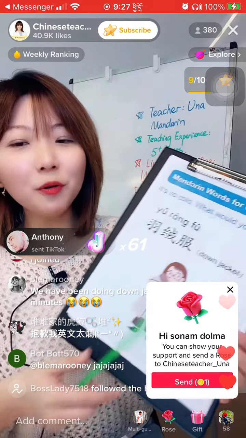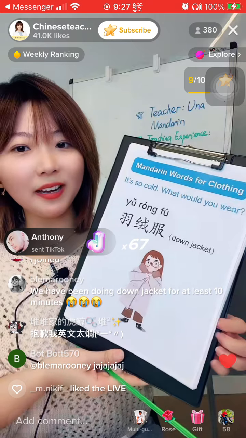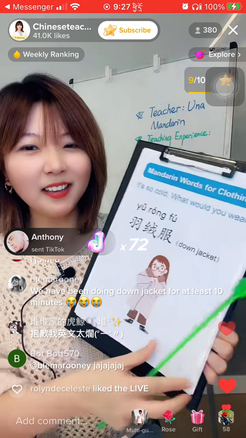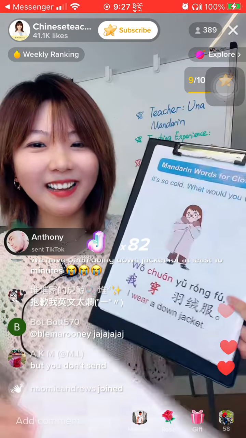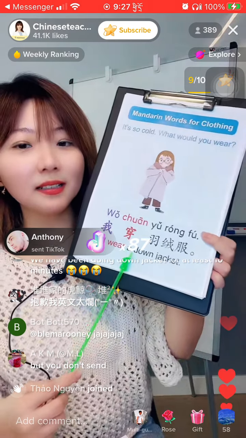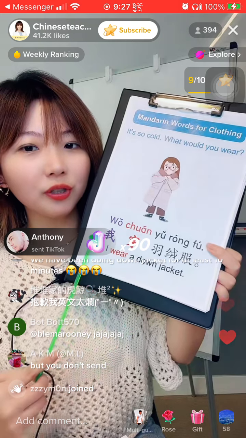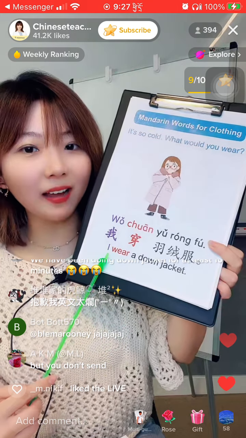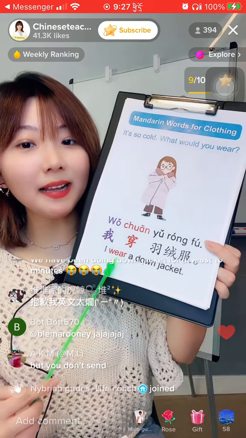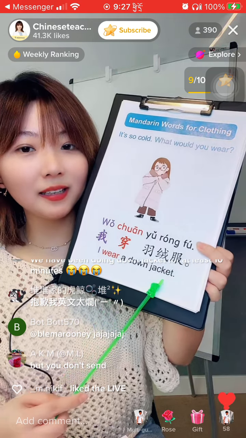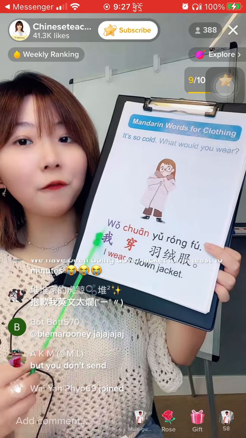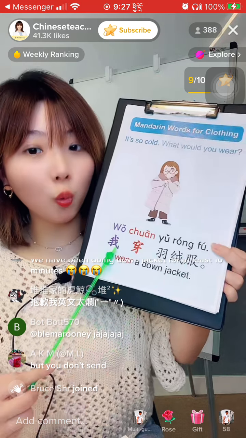Okay, so let's move on. 羽绒服, down jacket. This one is a bit hard, I think. Hopefully you can remember 羽绒服. Okay, so as a sentence, I wear a down coat. 我 is I. 穿 is wear. 羽绒服 is down jacket. So put them into a sentence. 5 characters in total.